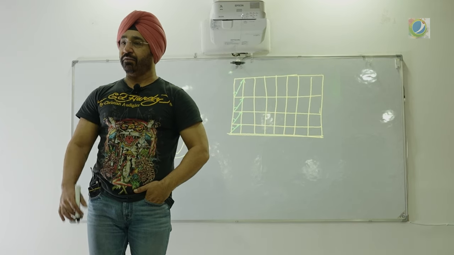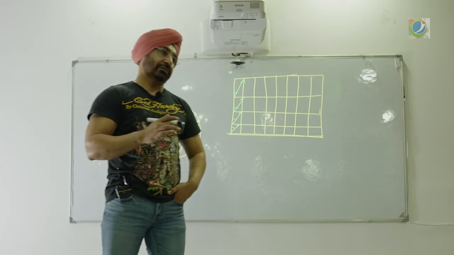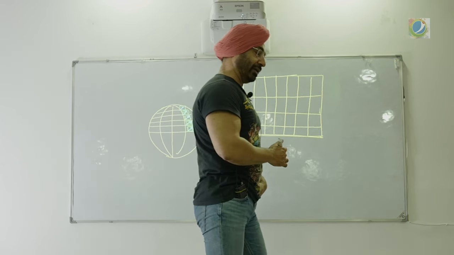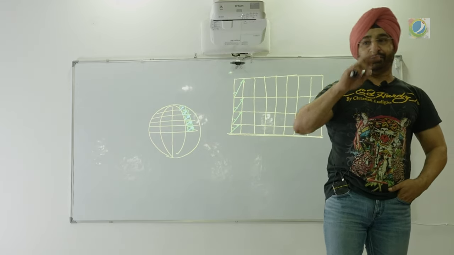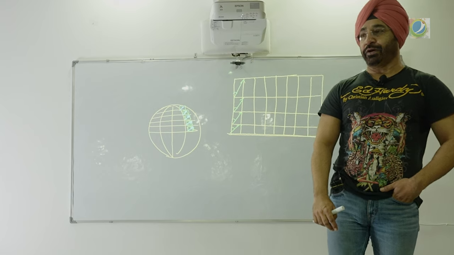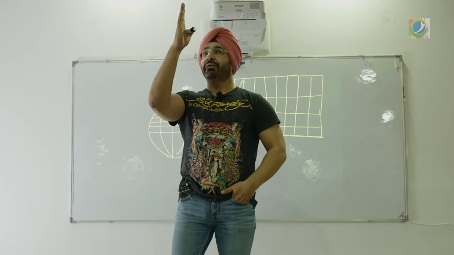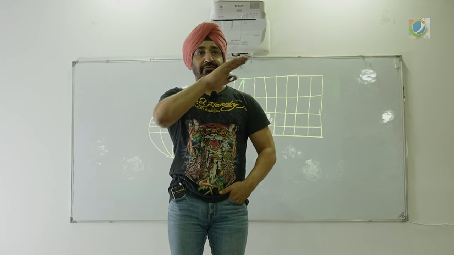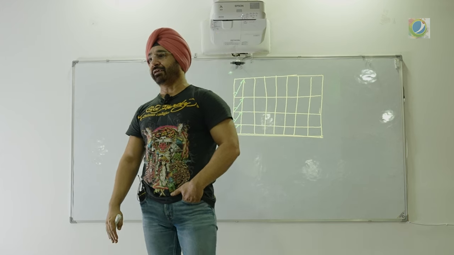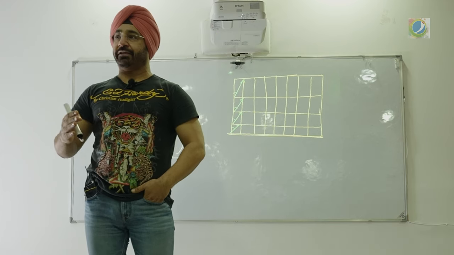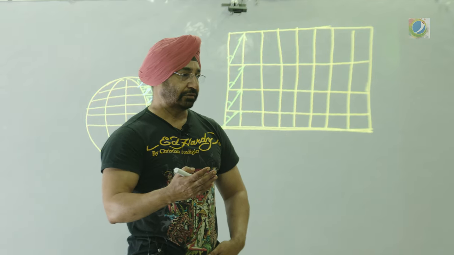Now, for a projection to be orthomorphic, or for the direction to be correctly shown, there are two properties which any projection should have. One of those properties is that meridians and parallels of latitude must cut each other at 90 degrees. They call it a property, but it is a very simple logic.